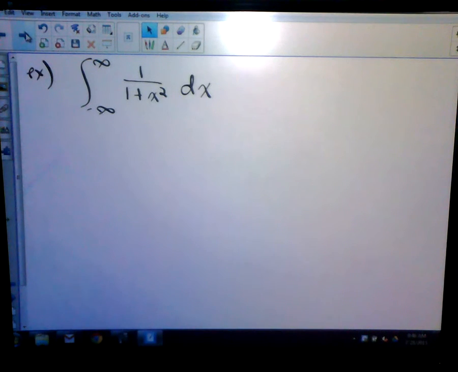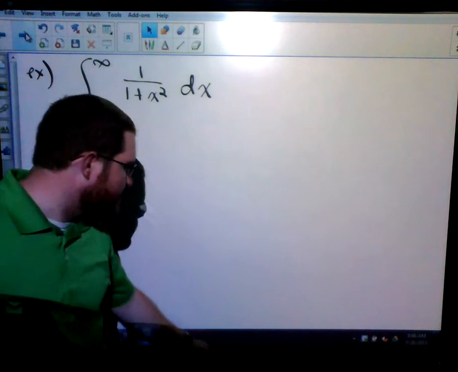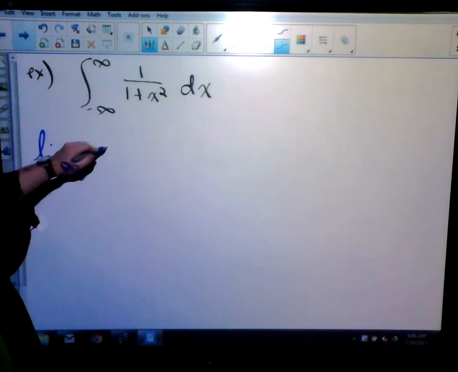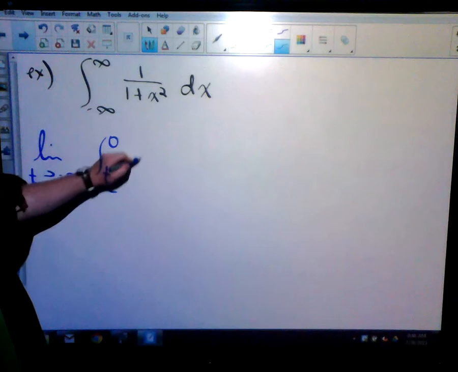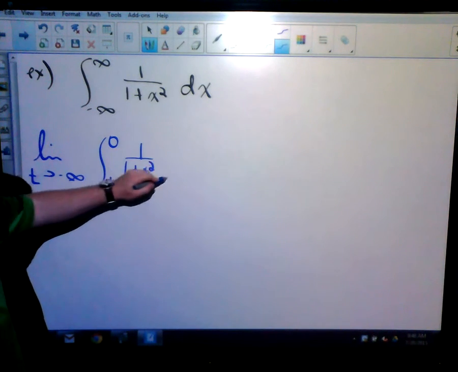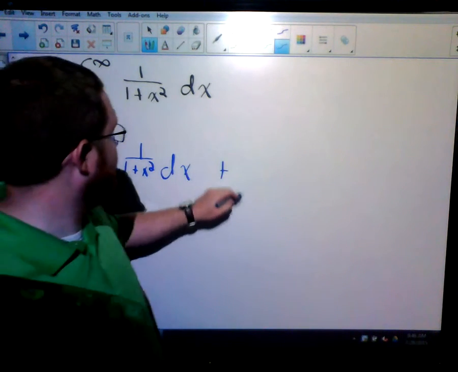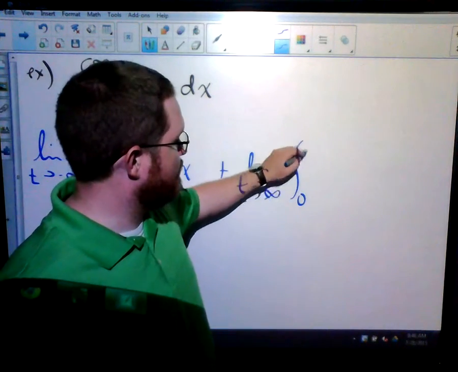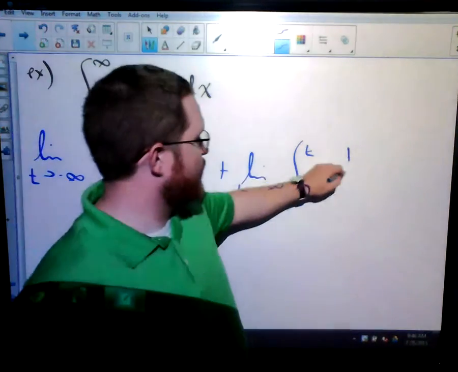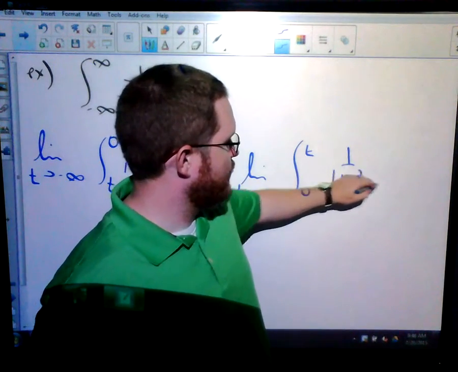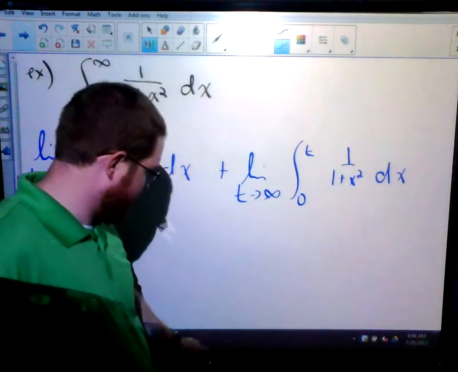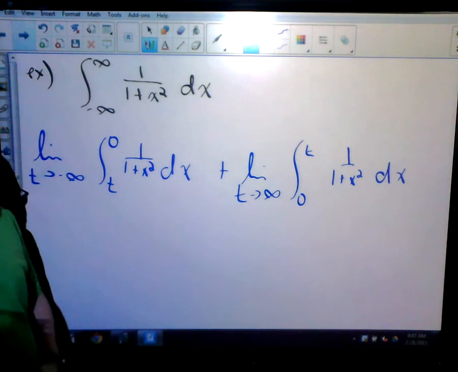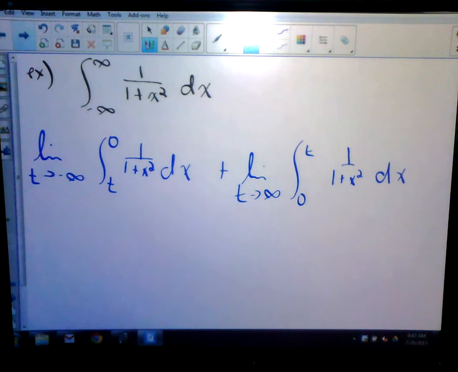Let's take a look at this problem. Let's split this into 2 problems. This is the limit as t goes to negative infinity, t to 0, 1 over 1 plus x squared dx, plus the limit as t goes to positive infinity, 0 to t, 1 over 1 plus x squared dx. Okay, that's the improper integral part. From now, the rest of this is basic integration.